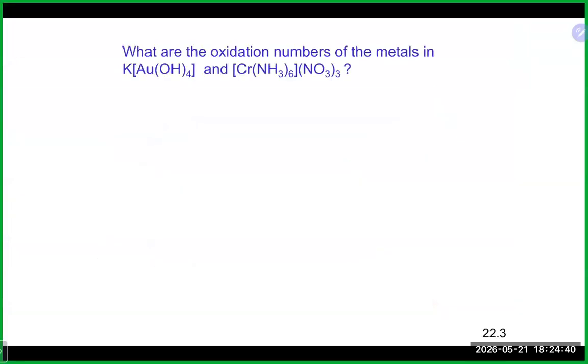All right, so let's take a look here. One of the important things when we're talking about coordination compounds and complex ions is to be able to give the oxidation number of the metals within the complex ion.